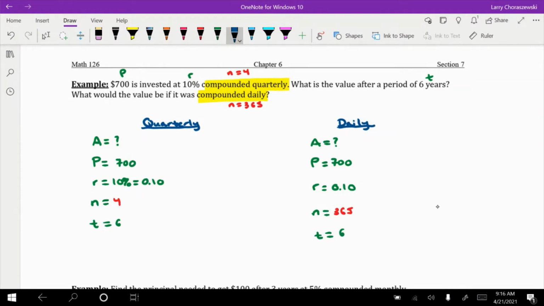So let me jot down the formula for compound interest, and I encourage you to do so as well. It helps with the memorization component.